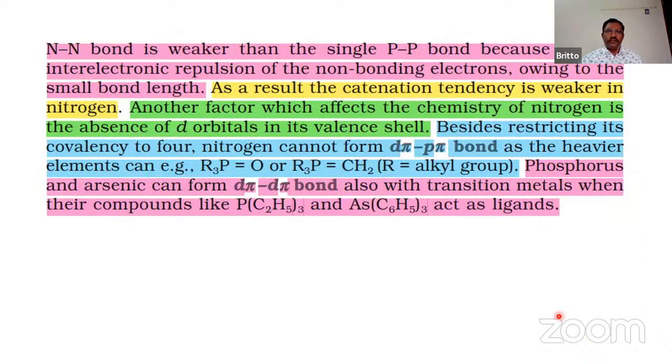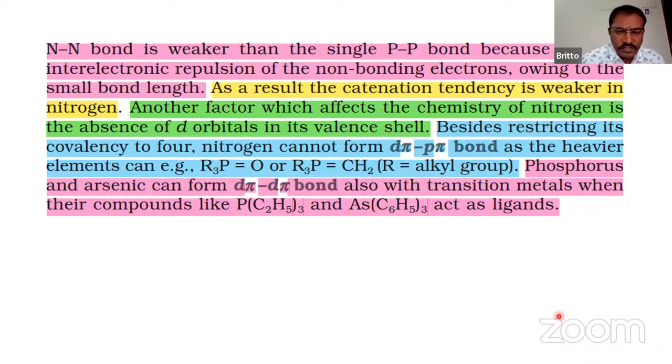And another thing is the nitrogen single bond is weaker than the single phosphorus bond. Even though we saw that the bond enthalpy in the nitrogen molecule is higher, comparatively the single nitrogen bond is weaker than the single P-P bond because of high interelectronic repulsion of the non-bonding electrons owing to the small bond length.